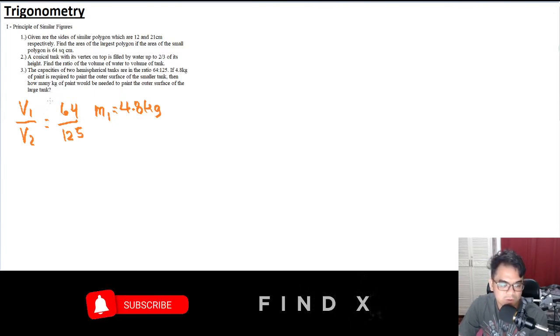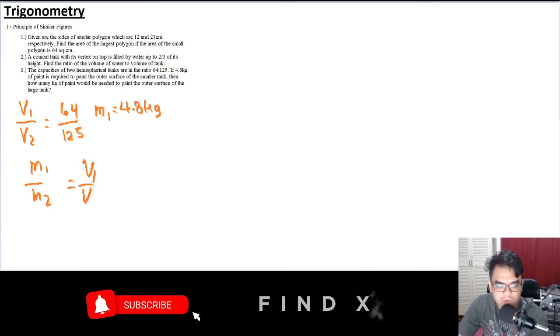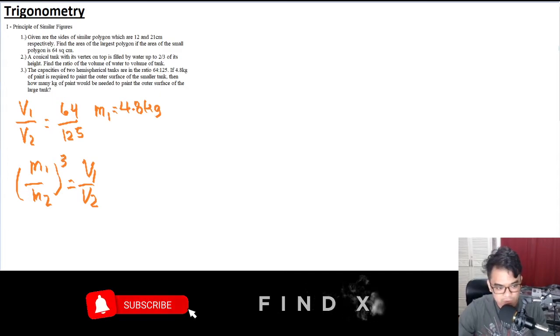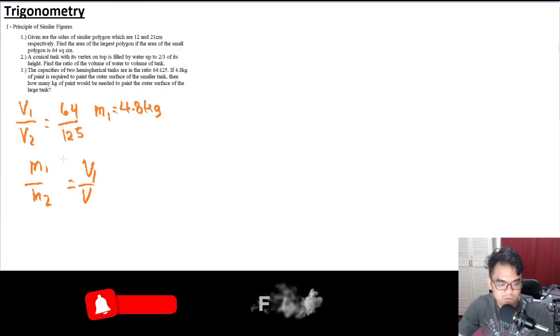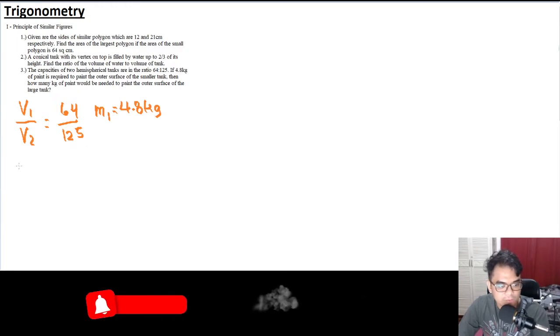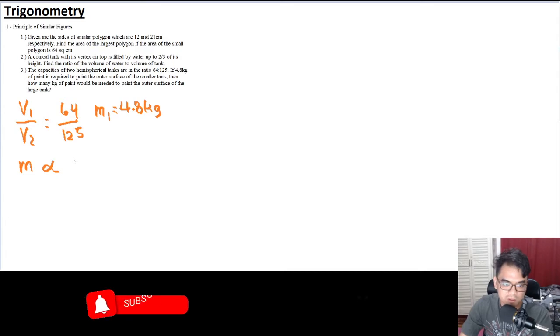So kilogram is not aligned with the centimeter, so you cannot simply say m1 over m2 is equal to v1 over v2. Since v1 and v2 are in cubes, you would also have to cube. You cannot do it directly like that. What you want to do is figure out that the mass of paint required is directly proportional to the surface area. The larger the surface area, the more paint you need.